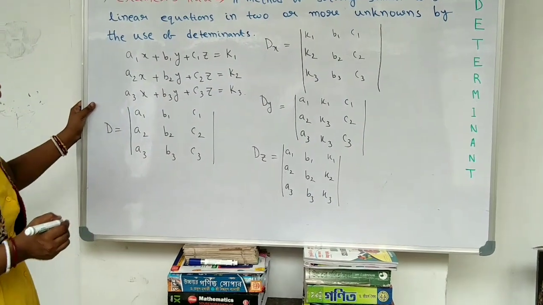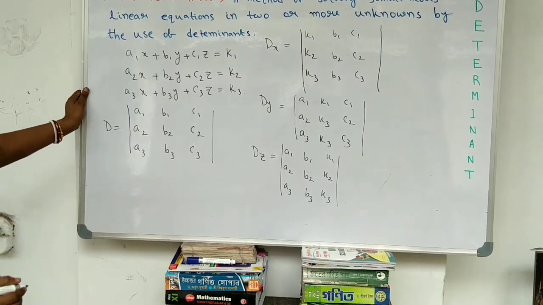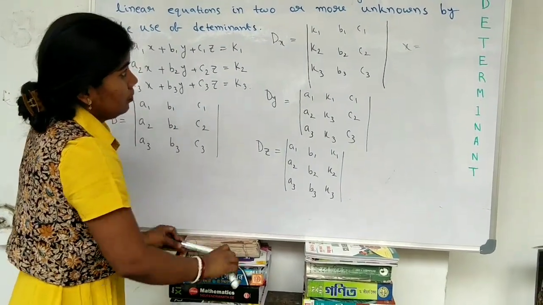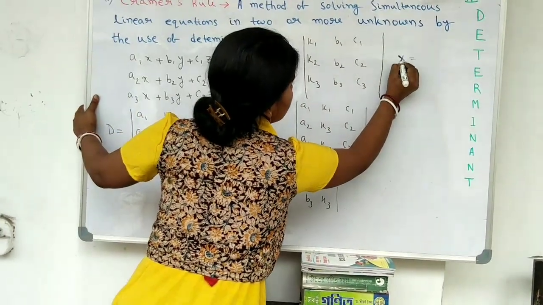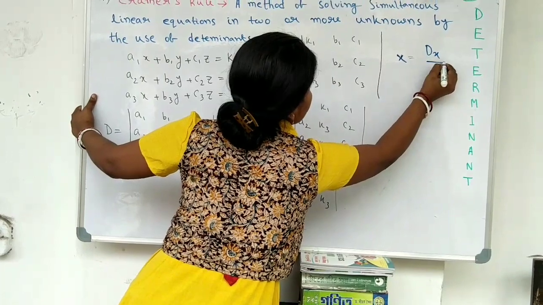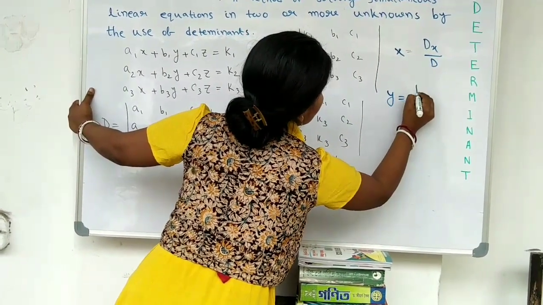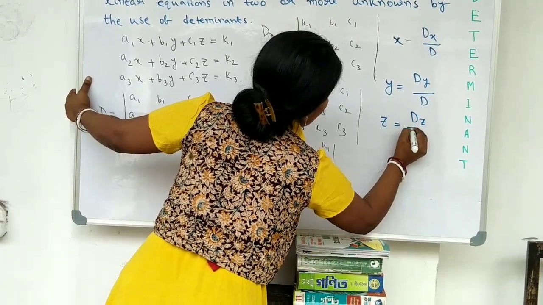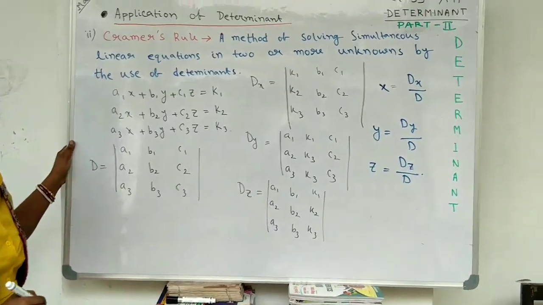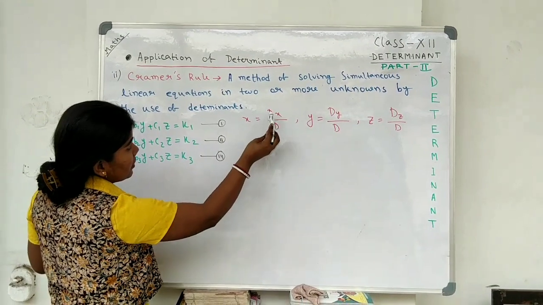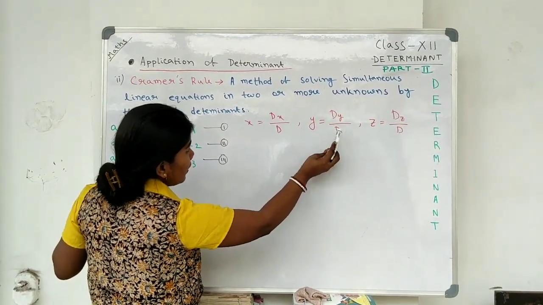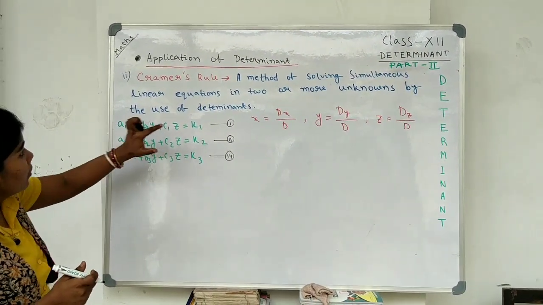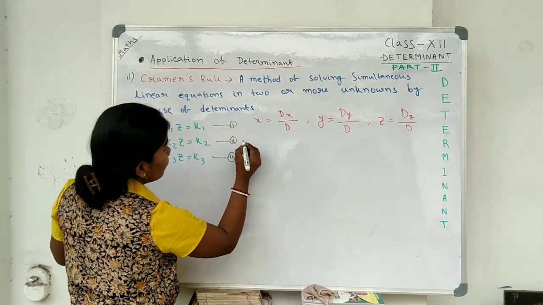Now, how to find the value of x, y and z? x is equal to Dx by D, y is equal to Dy by D and z is equal to Dz by D. So, we get the value of x as Dx by D, y equal to Dy by D and z equal to Dz by D.